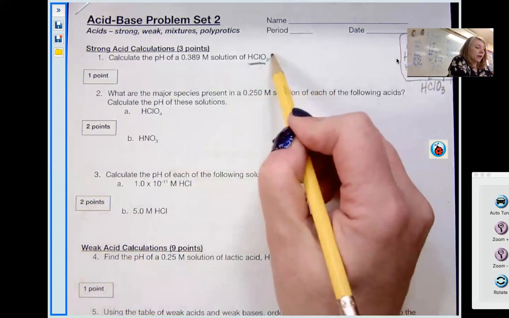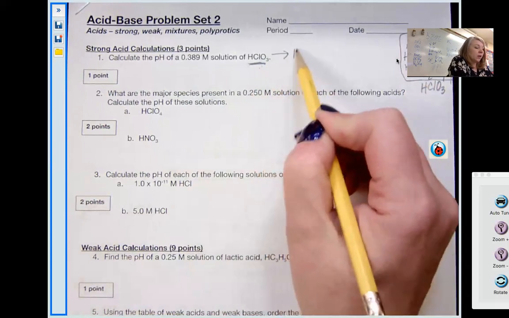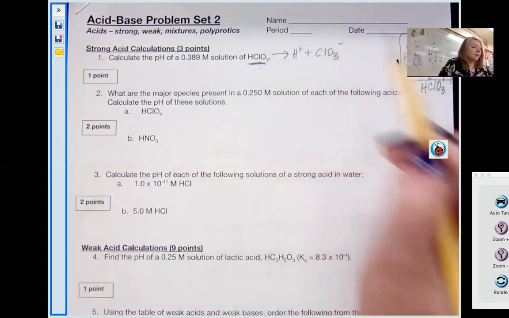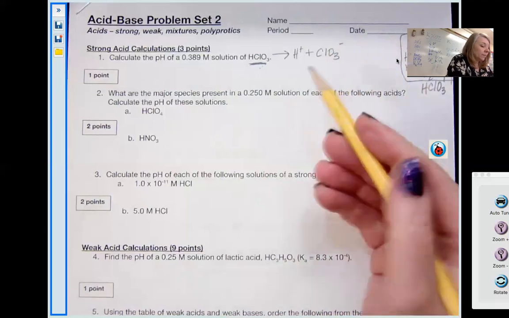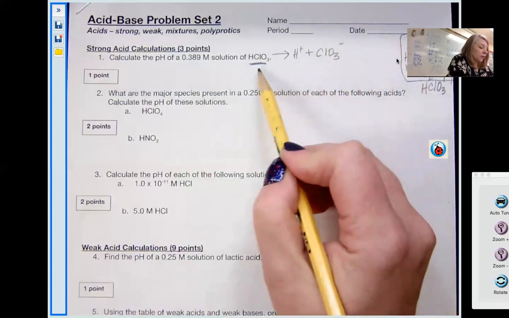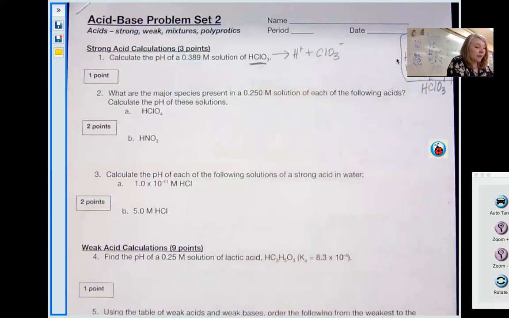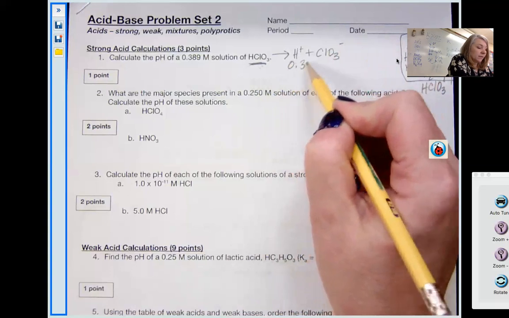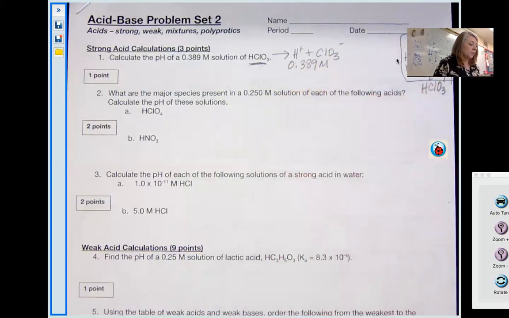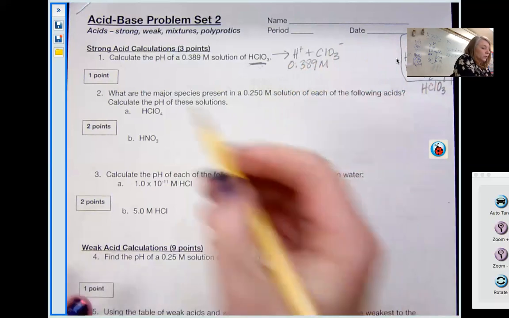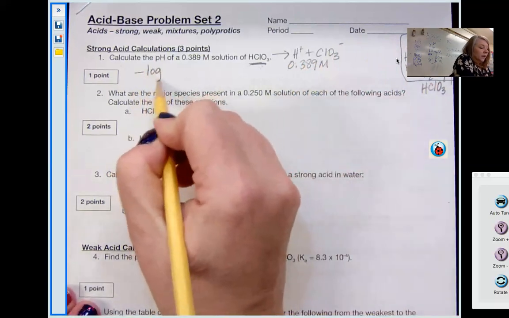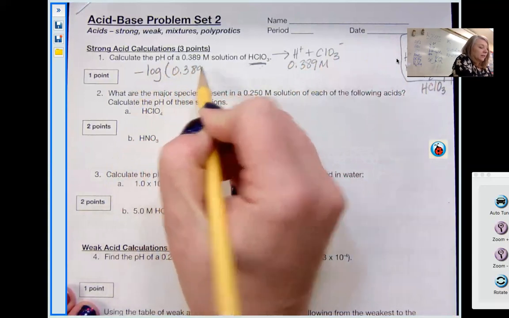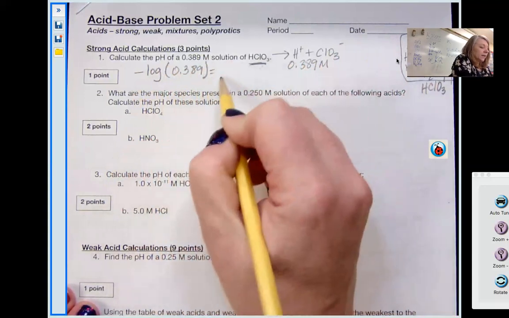And so as a strong acid, all of it, 100% of it, is going to dissociate or ionize in water. So that means that if your original amount was 0.389 molarity, then now your hydronium ion concentration is 0.389 molarity. Okay, so to find your pH, we're just simply going to take the negative log of 0.389. And that's going to give us our pH.